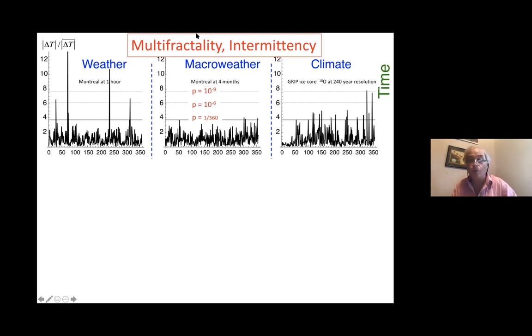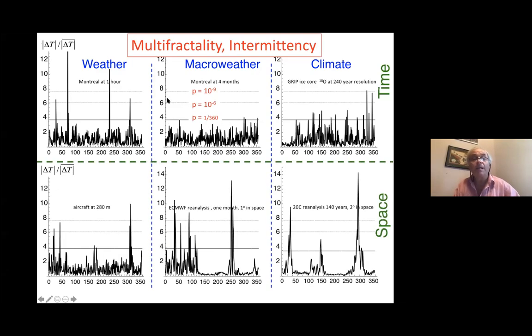I'll come back to macro weather in a moment, which indeed seems to be an exception, which is more or less quasi-Gaussian, because I can do the same trick in space, right? I can look at the changes in space almost at one instant from aircraft data, reanalyses at 1 month or 140 year.